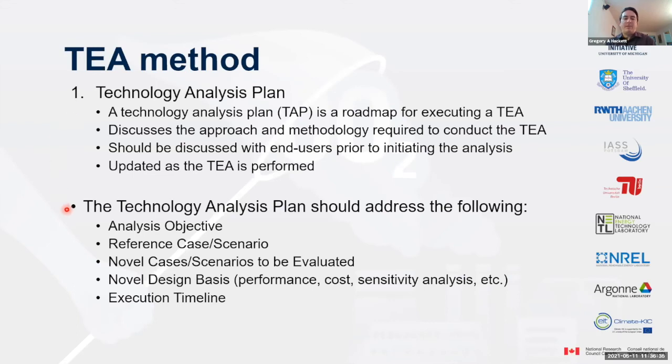And it should address the following. What is the objective of the analysis? That's first and foremost: what are you trying to show with your analysis about the technology specifically? There's a lot of different things you can look at, which I'll talk about in a little bit. What is your reference case or scenario? What are the novel cases or scenarios that you're going to evaluate? In this case, that's pretty well defined, as Yusung mentioned earlier in the presentation. And if there's a novel design, what is the design basis? Do you have enough information to evaluate performance, cost, and any types of sensitivities, and what timeline are you looking at? What's the execution timeline? Next slide, please.